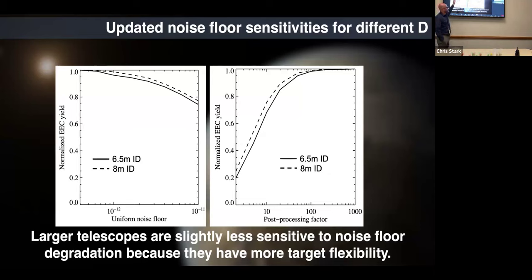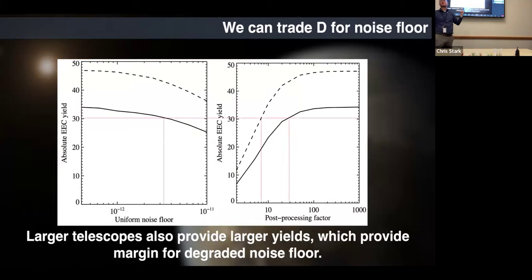So you go from maybe 3 times 10 to the negative 12 to 4 times 10 to the negative 12, right? But you have to keep in mind that these are normalized. So if we make these plots an absolute yield, it looks totally different. So on the left, you can see, let's say 30 exo-Earth candidates was our original yield goal, whatever, it's really 25, whatever it is. And you needed to hit 3 times 10 to the negative 12. If you have an 8 meter aperture and you still need to hit 30 exo-Earth candidates, you can do that at 3 times 10 to the negative 11 or even higher. So a higher absolute yield also helps you buy margin for system performance degradation.